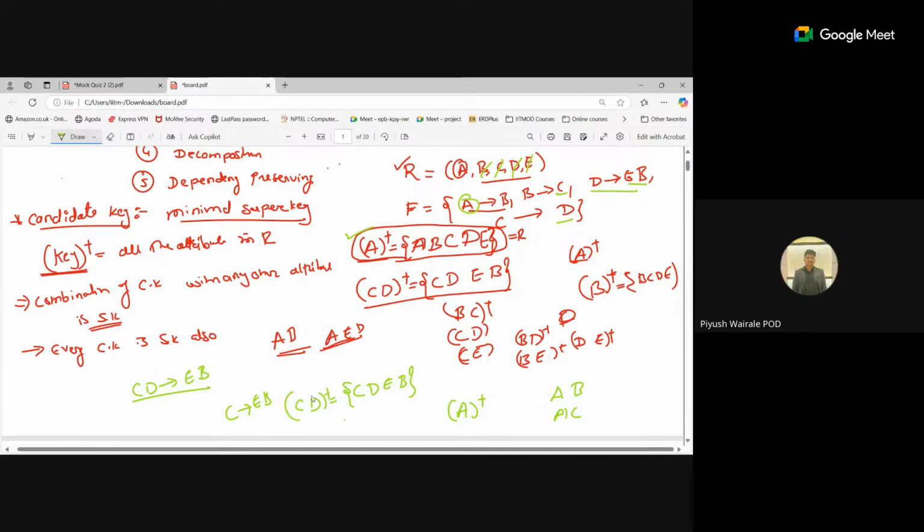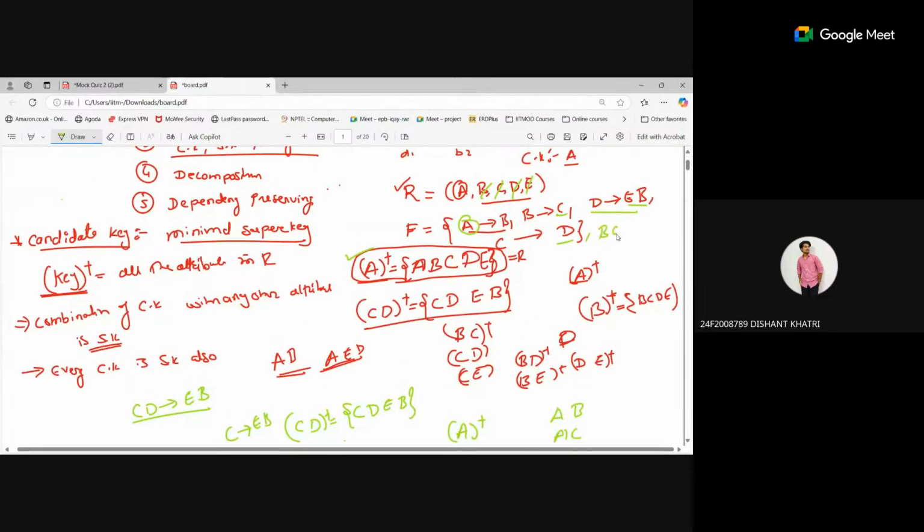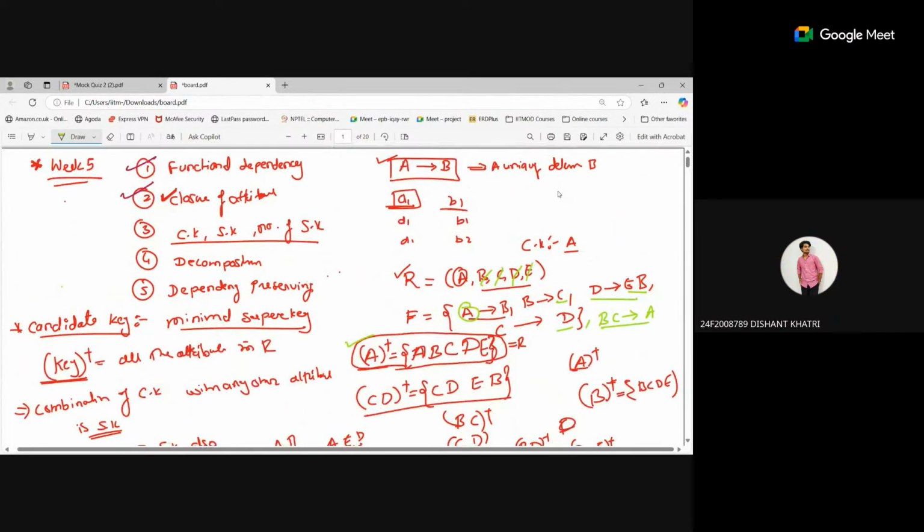Sir, let's say I have a doubt. If I add one more functional dependency in that example, like BC determines A, so now BC is also a candidate key. Yes, BC is also a key, but it is not minimal. How is it not minimal? There is only one attribute there, A.